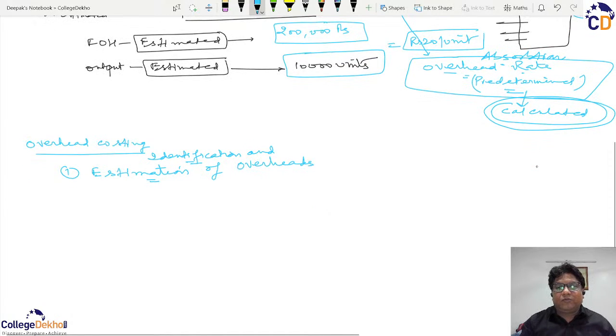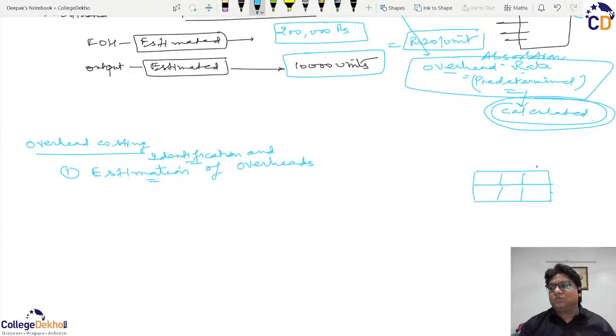Now, before I move further, when we have this factory, we can always estimate the overheads of the total factory. Or it can happen that there are various separate segments, for which we use the word departments. So there can be different departments in the factory performing various separate functions. We can say department 1, 2, 3, 4, 5, 6. There can be as many departments in a factory as per the nature of the product.